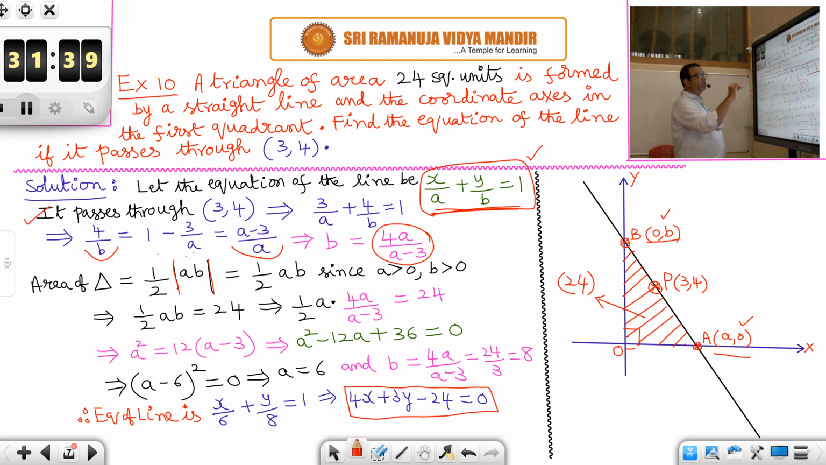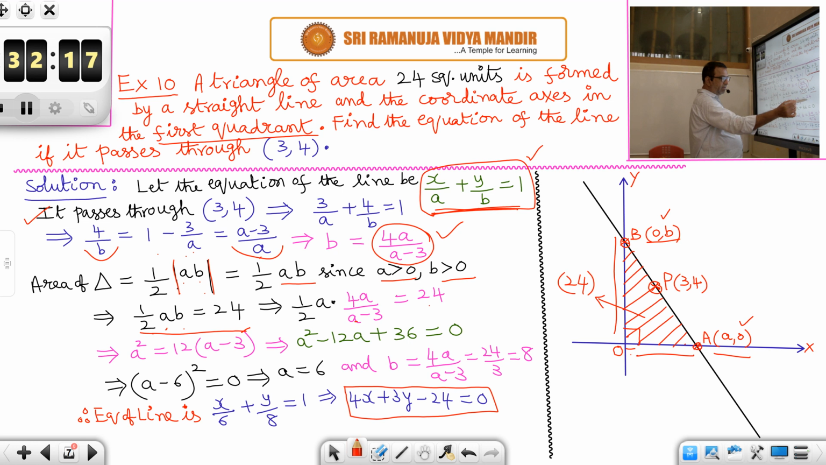But in the problem he has clearly mentioned that the triangle is formed in the first quadrant. Therefore, a is positive and b is also positive, so a into b is also positive. So, the modulus is not required. I have removed the modulus of ab. But half ab should be equal to 24 square units. So, half into a into b, and in place of b I am putting 4a by a minus 3, is equal to 24.